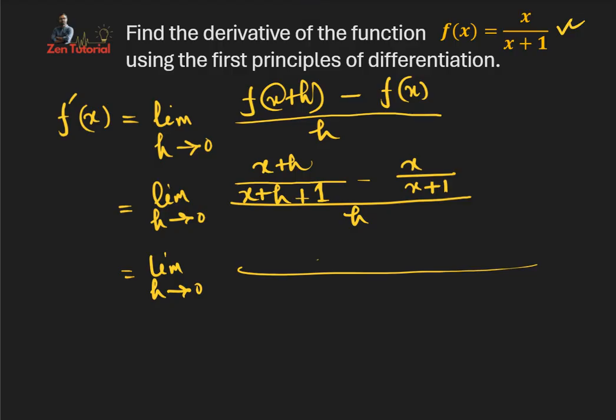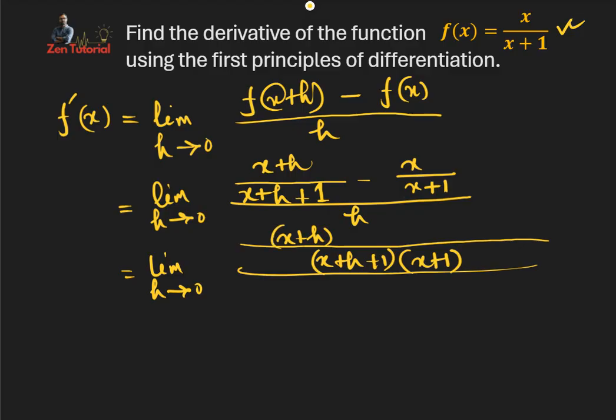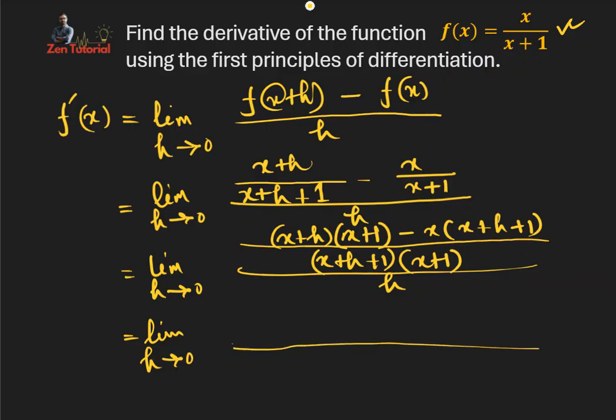Here the LCM will be x plus h plus 1 times x plus 1. Here, x plus h times x plus 1 minus x times x plus h plus 1, over h. Limit h tends to 0. So here will be h and here will be x plus h plus 1.